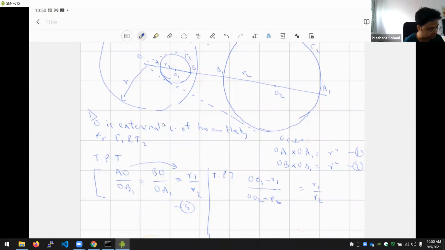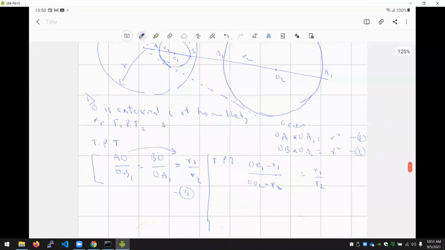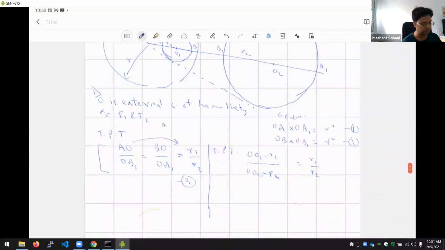Then what do we do? Sir, then by componendo dividendo, we just have to prove that OO1 upon OO2 is R1 upon R2. Yes, actually it's not componendo dividendo, it's the theorem of equal ratios. So basically, this is if and only if OO1 upon OO2 equals R1 by R2 by the theorem of equal ratios, which you would have used when you did Ceva's theorem proof. Yes. Okay. So how do we prove this?